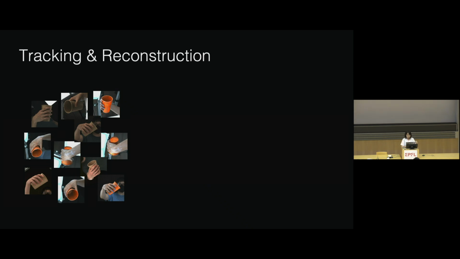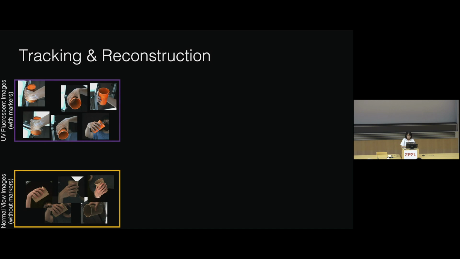We then organize these images into two groups. Fluorescent images with the markers, which are good for tracking and reconstruction, and the normal view images that maintain the object's original appearance without markers being seen.